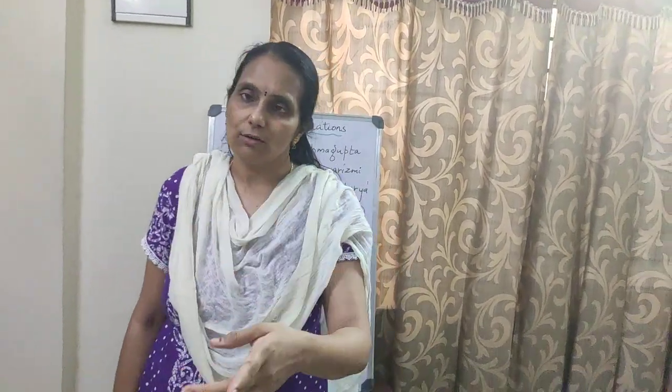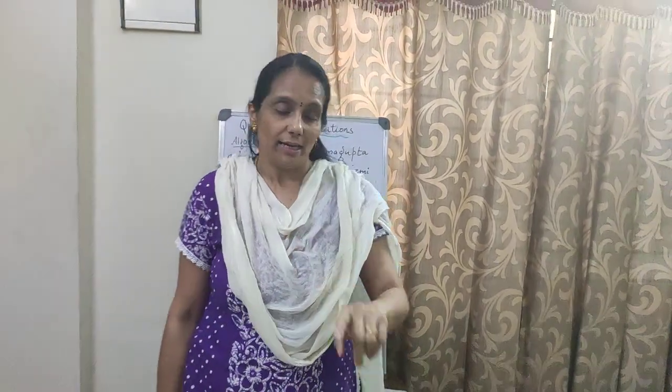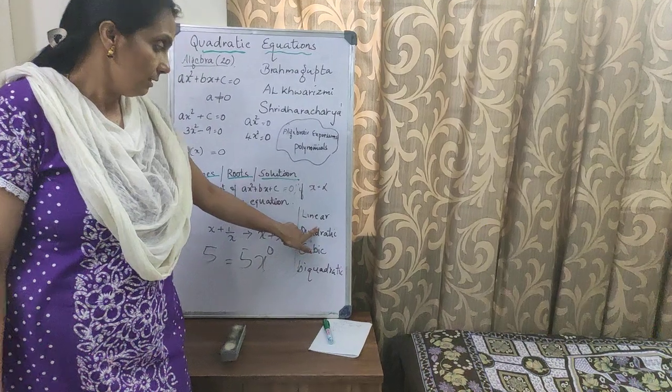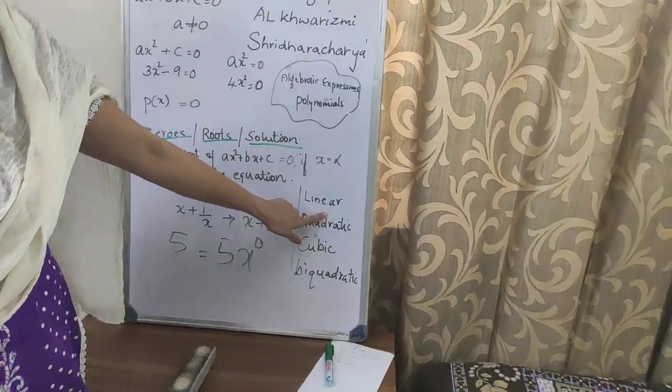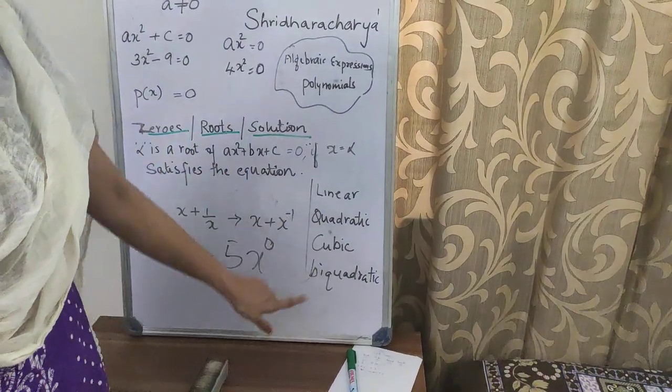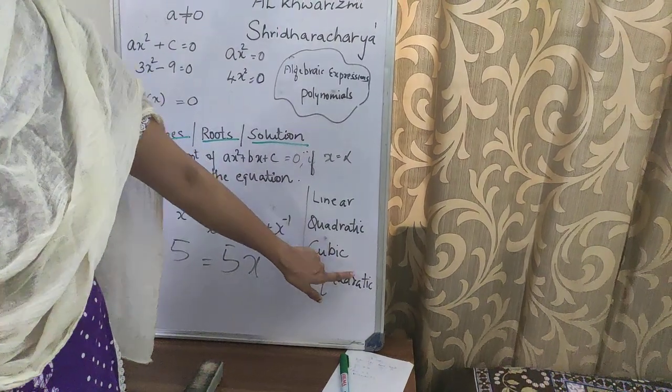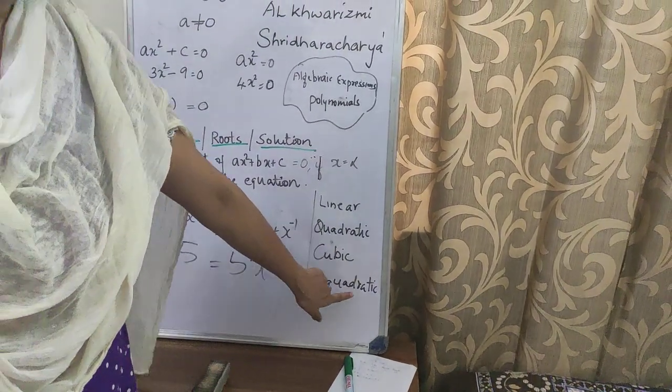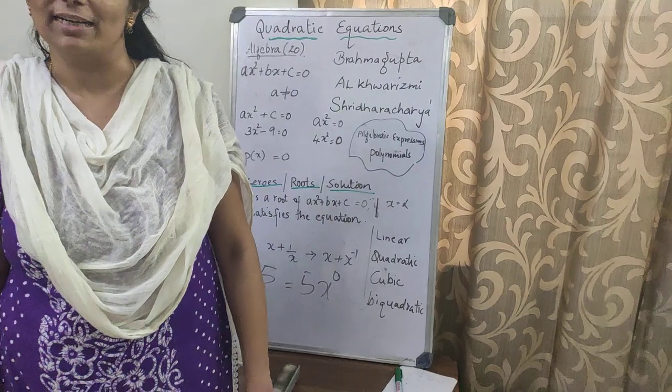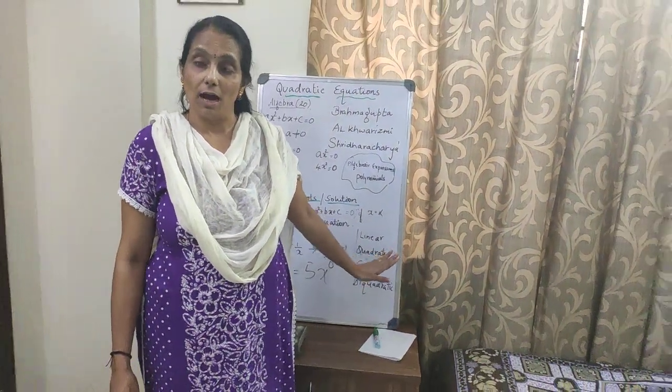So based on degree also, the polynomials are categorized. If the degree is 1, it's called linear. If the degree is 2, it is called quadratic. If the degree is 3, it is called cubic. And if the degree is 4, it is called biquadratic. All these types are based on the degree of a polynomial.